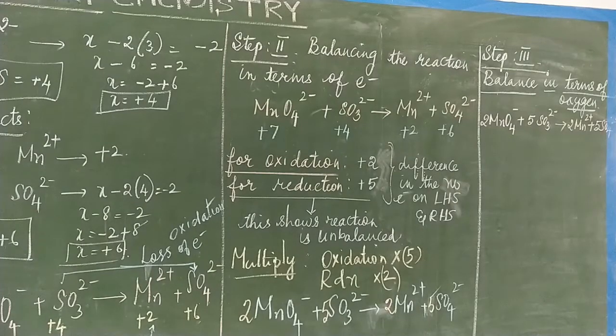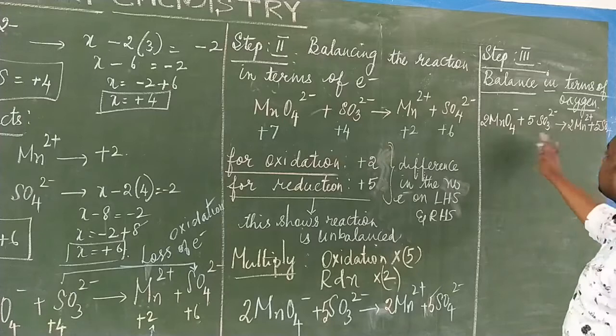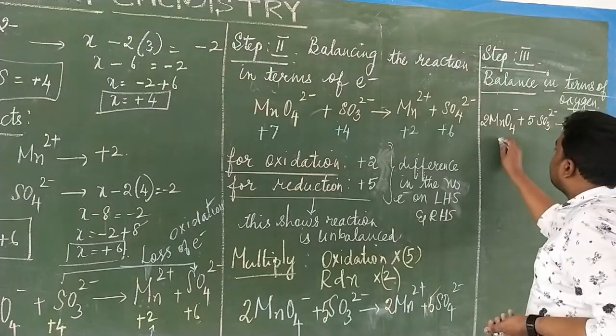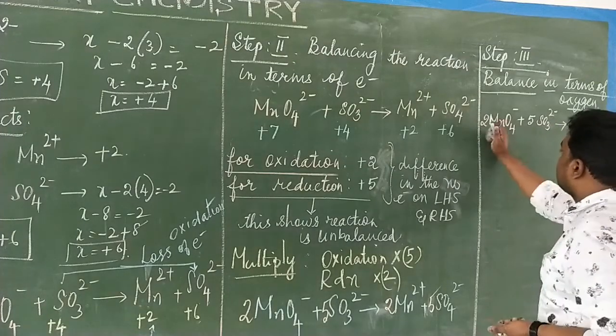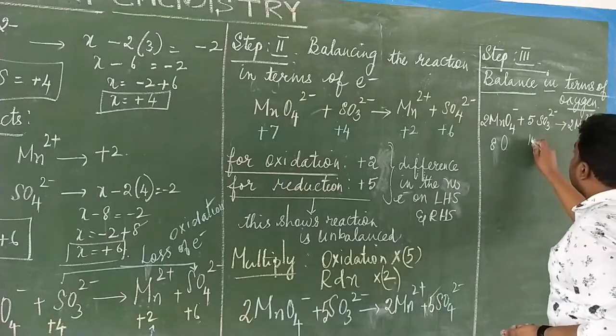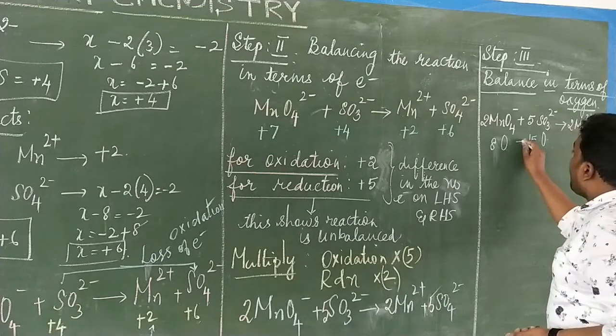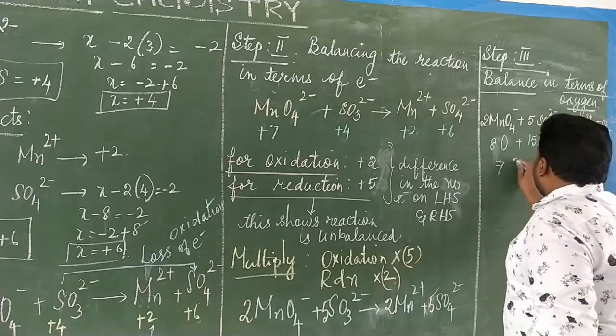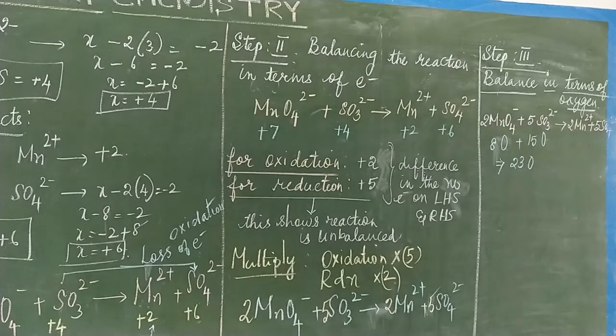Now you see the number of oxygen, reactant and product. Here oxygen, 2 into 4, 8 oxygen is present. Isn't it? 8 oxygen is present. Here 5 into 3, 15 oxygen. So altogether how many here? 23 oxygen on the reactant side.